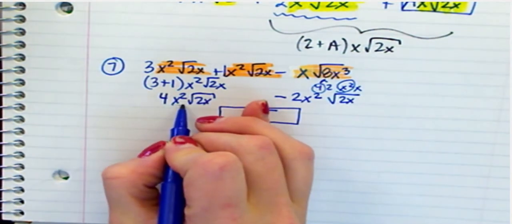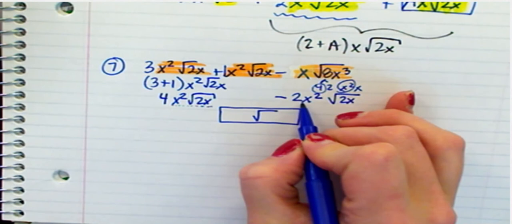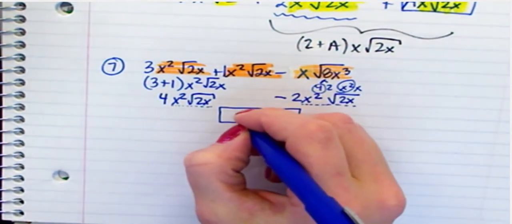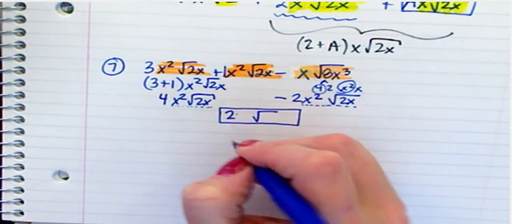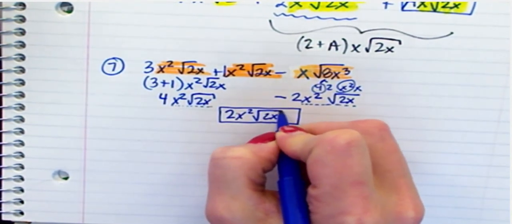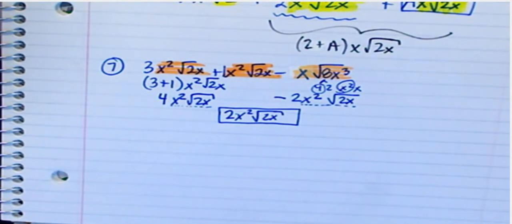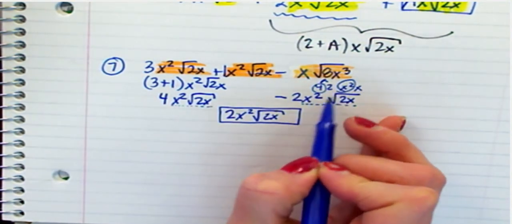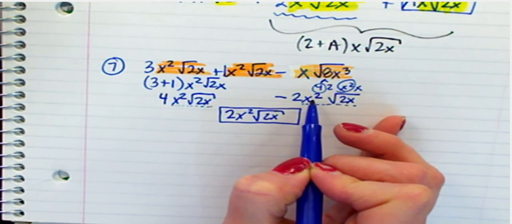x squared root 2x, x squared root 2x, which means this simplifies to 2, 4 minus 2. Keep the like term exactly the same. Okay, so this x right here, when I pulled out this perfect square, x times x.